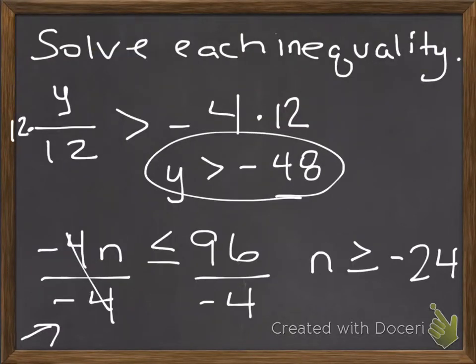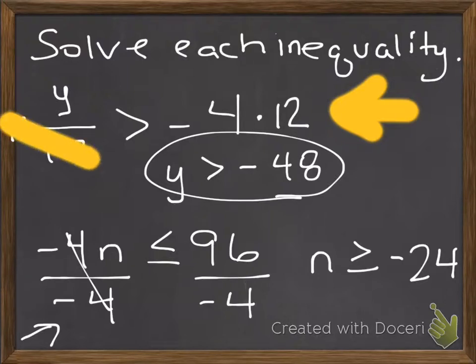Next one, we're solving these inequalities. We started for this first one as y over 12, or y divided by 12, is greater than -4. So to cancel out the 12, we need to multiply by 12 on both sides. So we get y is greater than -48.